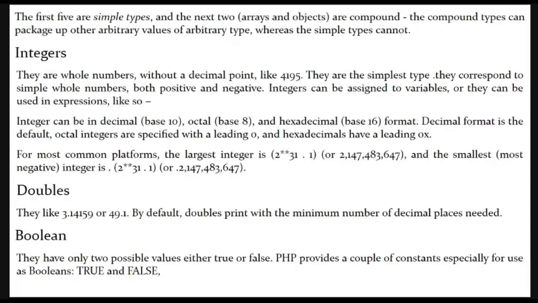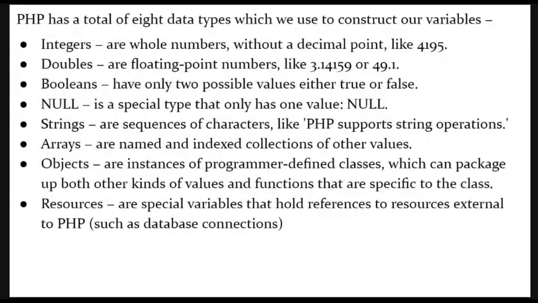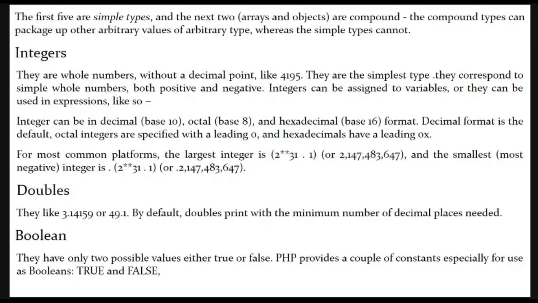Now next, doubles. Doubles means floating point numbers. They are like 3.14159 or 49.1. By default, doubles print with the minimum number of decimal places needed. We can also call it a floating point number. Doubles means double precision.